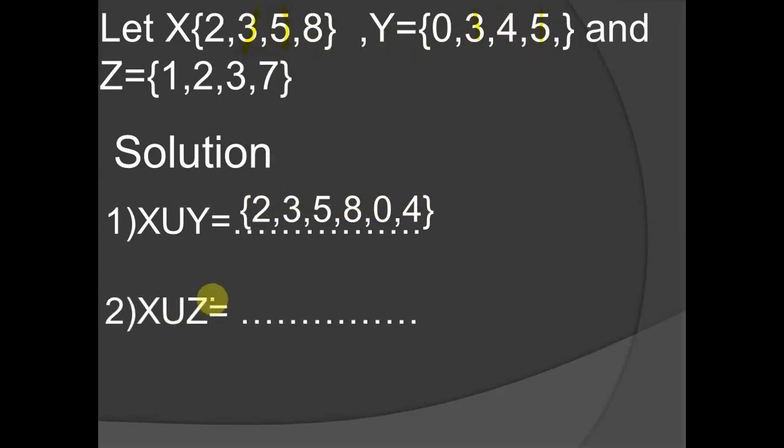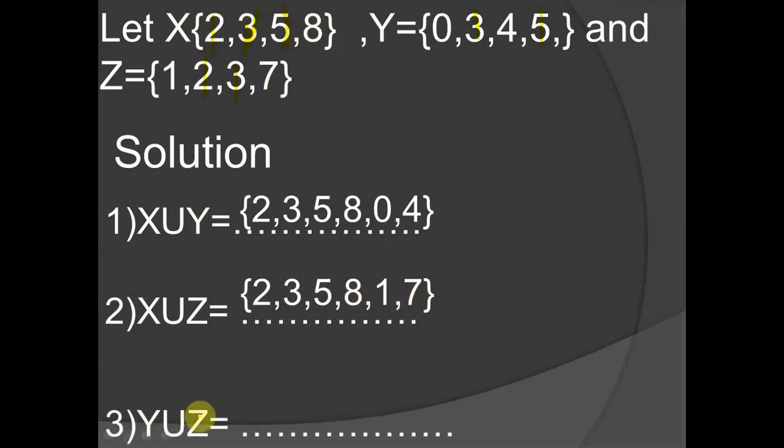Number 2, X union Z. X and Z have the element 2 and 2 as a common element, and also 3. So here 2, 3. So we write 2, 3, 5, 8 and 1, 7. 2, 3, 5, 8 and 1, 7.